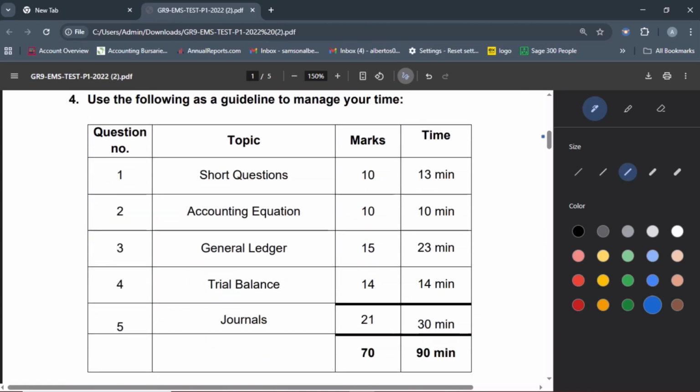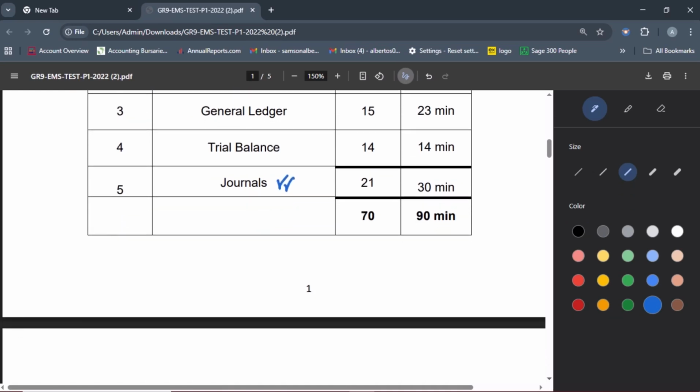So this paper is structured in this way. You have your short questions, which is section A, accounting question, general ledger, trial balance, and journals. Today I'm going to focus on journals. And a quick setup, if you are doing revision for journals for grade 9, you need to know how to list them. You have CRJ, you have CPJ.